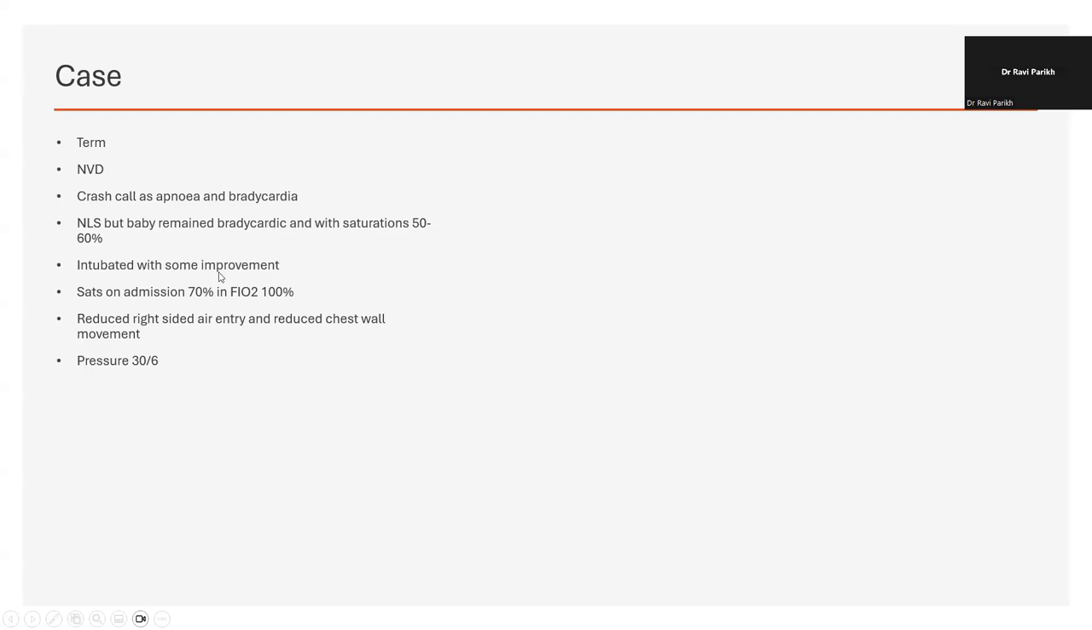So it was intubated with some improvement, heart rate improved. Sats remained quite low, 60 to 70. About 20 minutes of age, the baby was transferred to the neonatal unit. On examination, there was reduced right-sided air entry, reduced chest wall movement. We were on high pressures in 100%. What would you like to do?